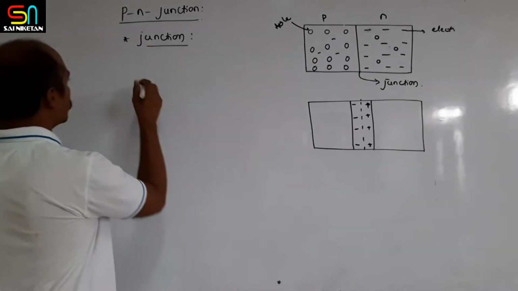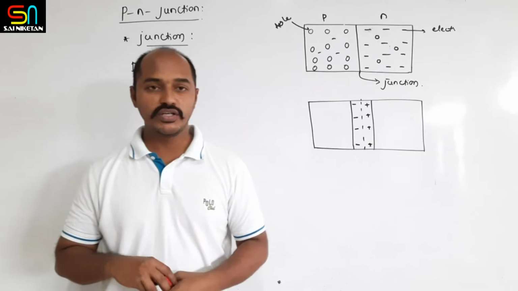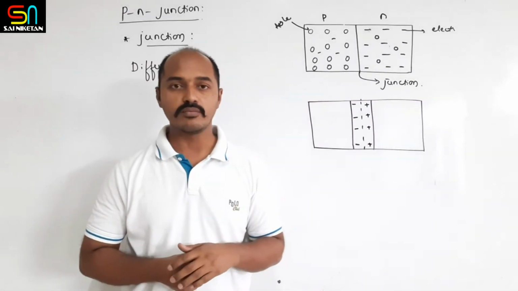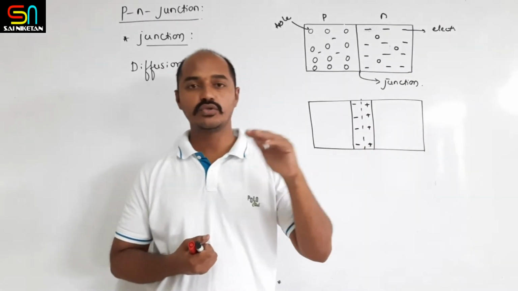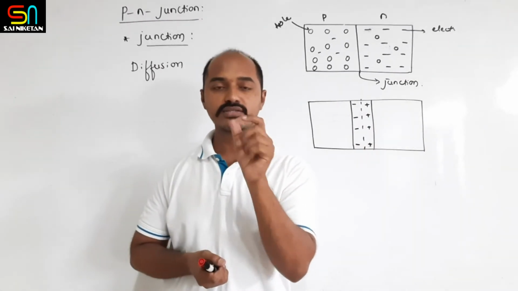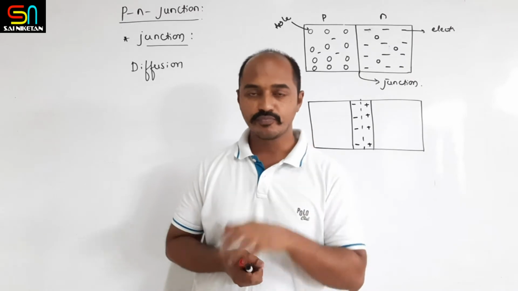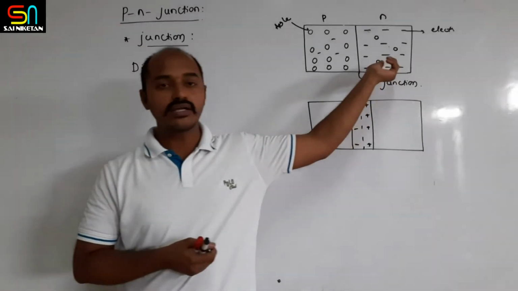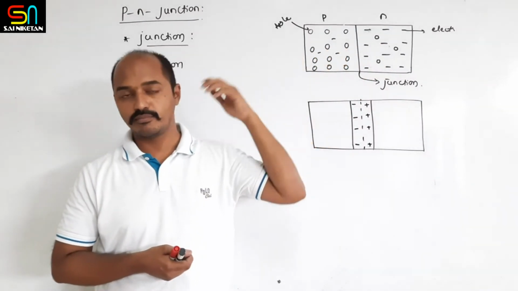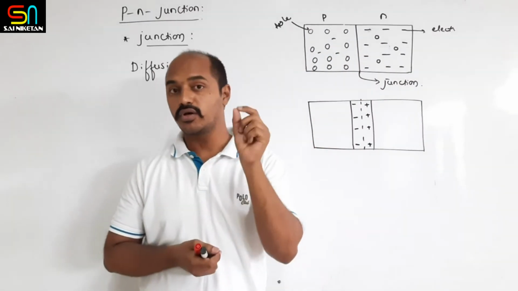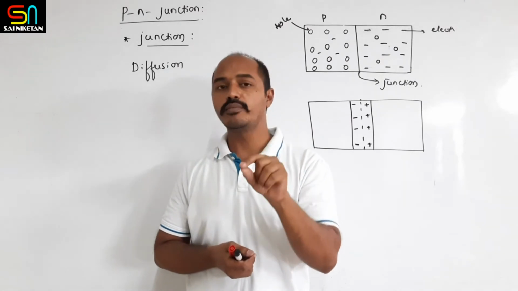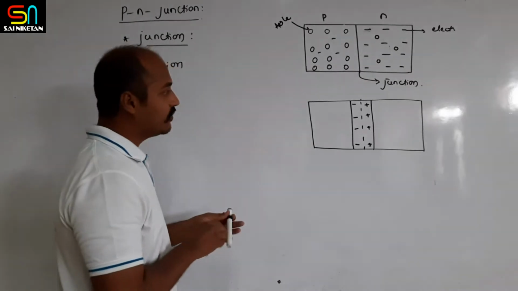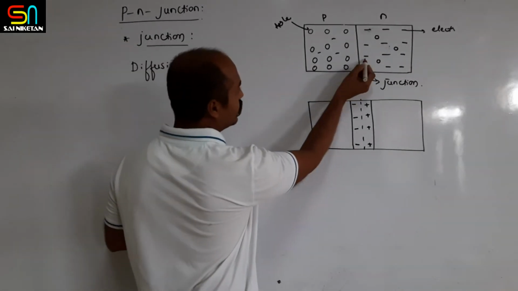So you have to remember what diffusion means. Diffusion is a process where electrons move from the n-type semiconductor to the p-type semiconductor. This movement is called the diffusion process. Electrons crossing the boundary means there is a development of current. So here the current will be there from the n to p region.